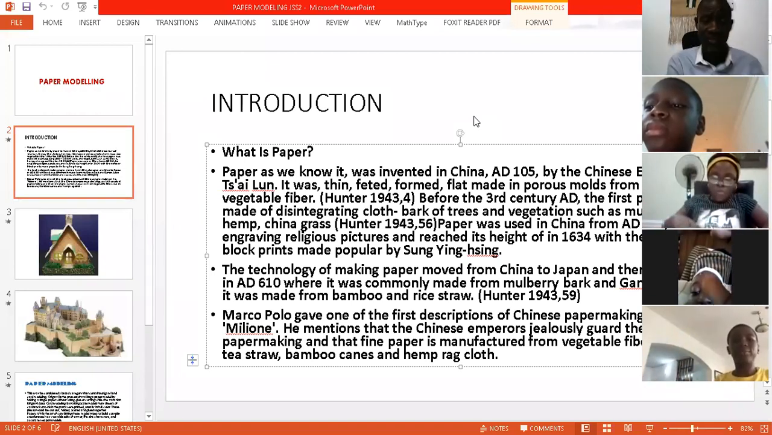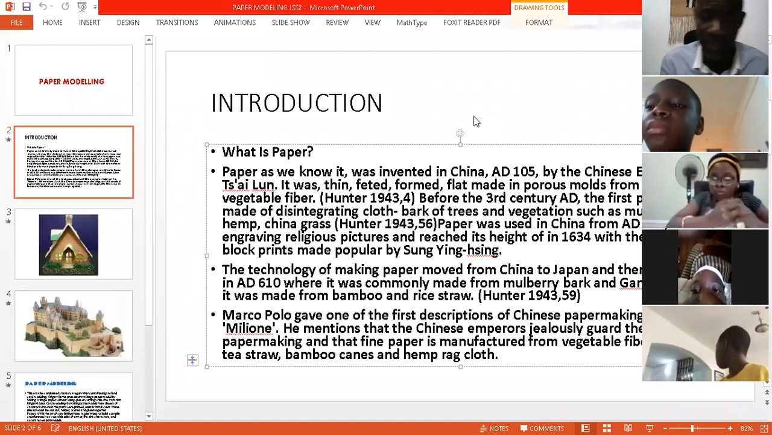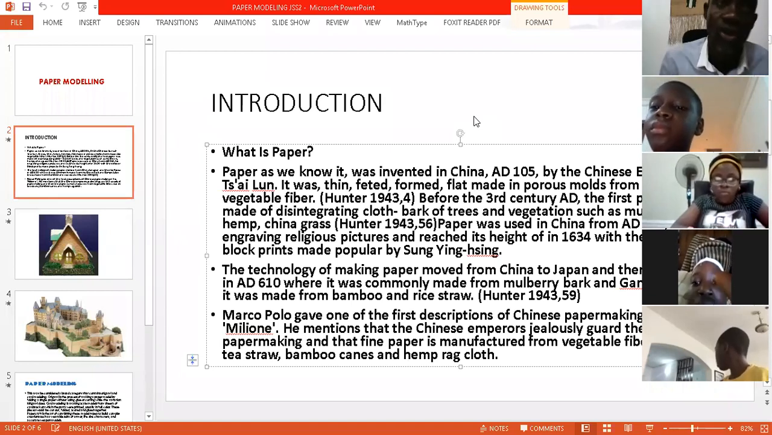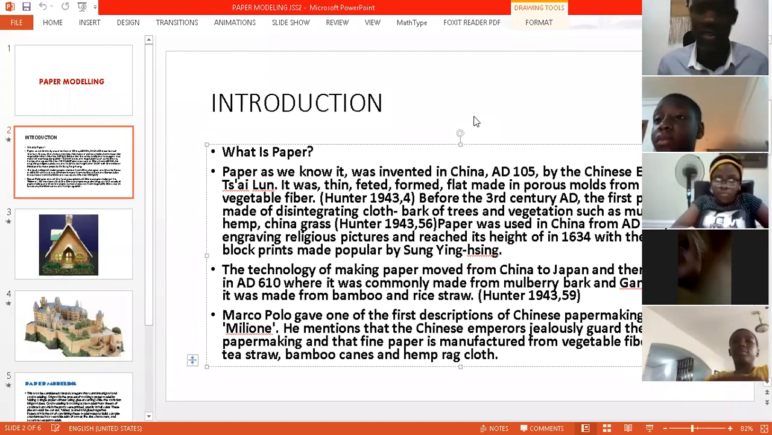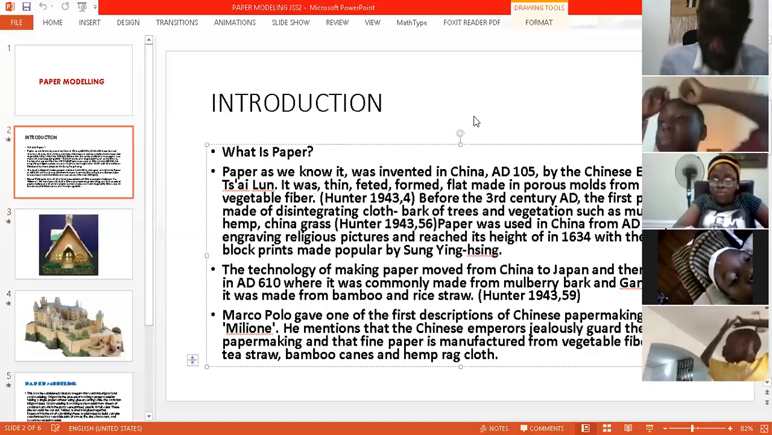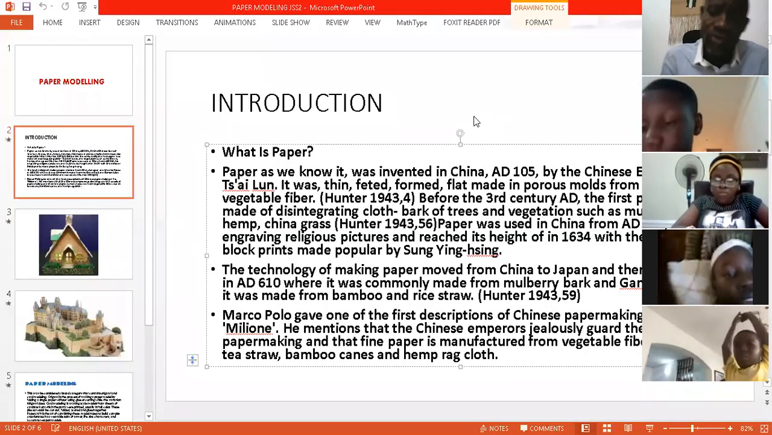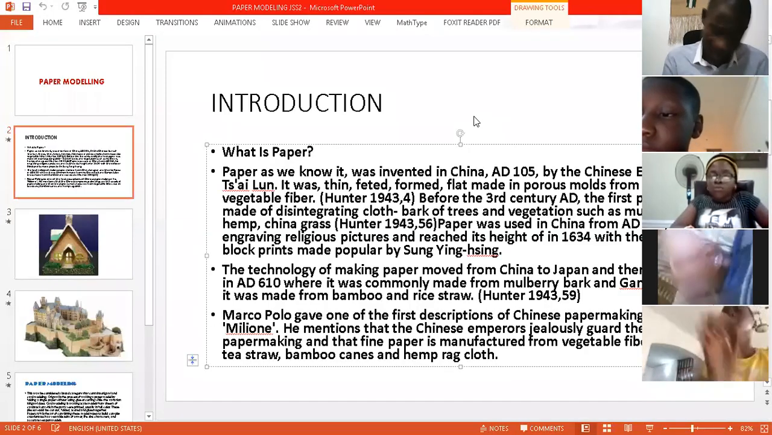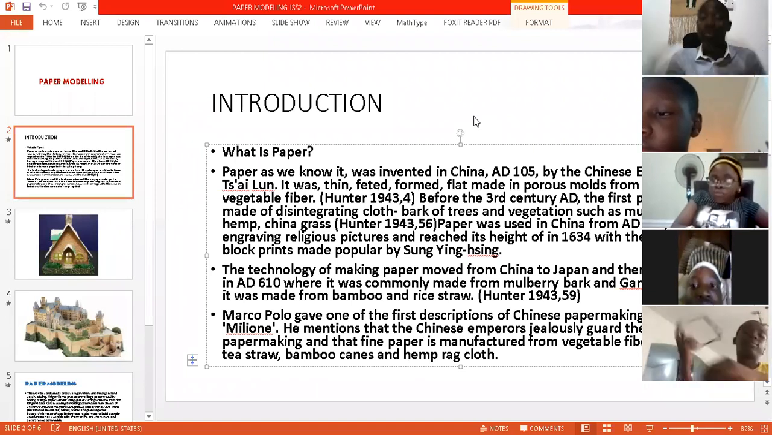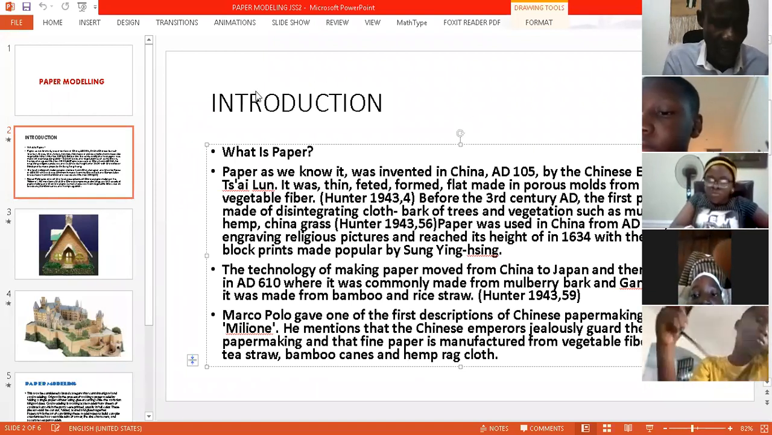So now, as we are saying, we said paper modeling. It is good for you as students to understand what modeling is, so that once it's time to do paper modeling or maybe kirigami or origami, you'll be used to how to do that. Let's go to the next slide.